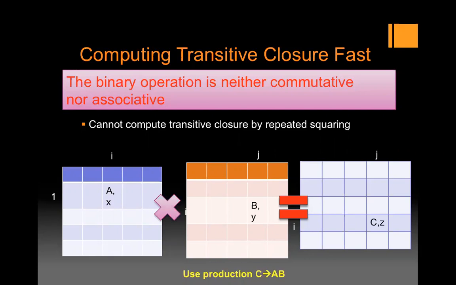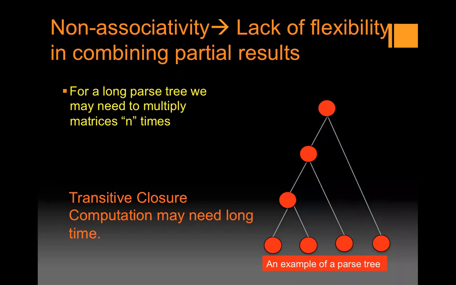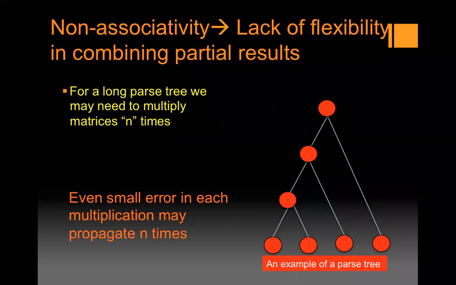So that shows that this particular type of matrix product is not associative, which means if you have to compute the transitive closure, you have to multiply these matrices in a very stringent way. And if you have a long parse tree or long recursion, then you might have to multiply the matrices n times in a row, which means computing the transitive closure might take much longer. And second, even if you have a very good approximation algorithm, even if Zwick's algorithm is very good, the error will be propagating n times and it will not be useful. The question is, what can we do about it?